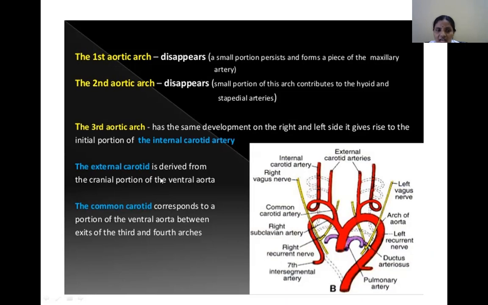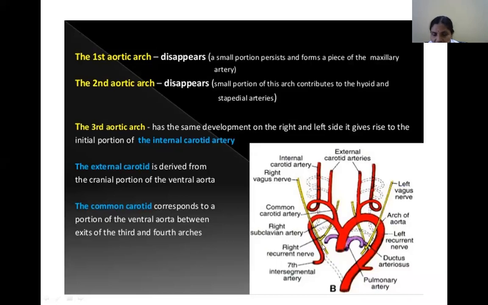Then the external carotid artery is derived from the cranial portion of the ventral aorta. Then the common carotid corresponds to the portion of the ventral aorta between the exit of the third and fourth aortic arches. Then the fifth arch completely disappears.